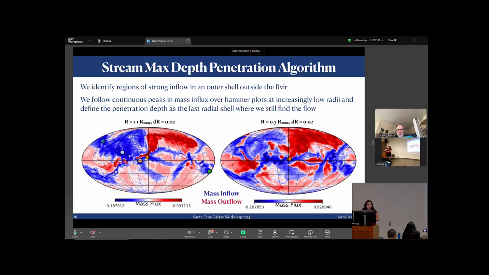And the next step, we develop an algorithm to detect the max penetration depth of the streams. And this is based on hammer plots of mass flow. So we make mass flow hammer plots at various radial shells going inwards. And then at each step, we identify regions of strong inflow, and matching between hammer plots of consecutive radial shells, we see where they maintain the same location or the same structure. And then we define the max penetration depth as the last, most innermost shell, where we find the same kind of inflow.